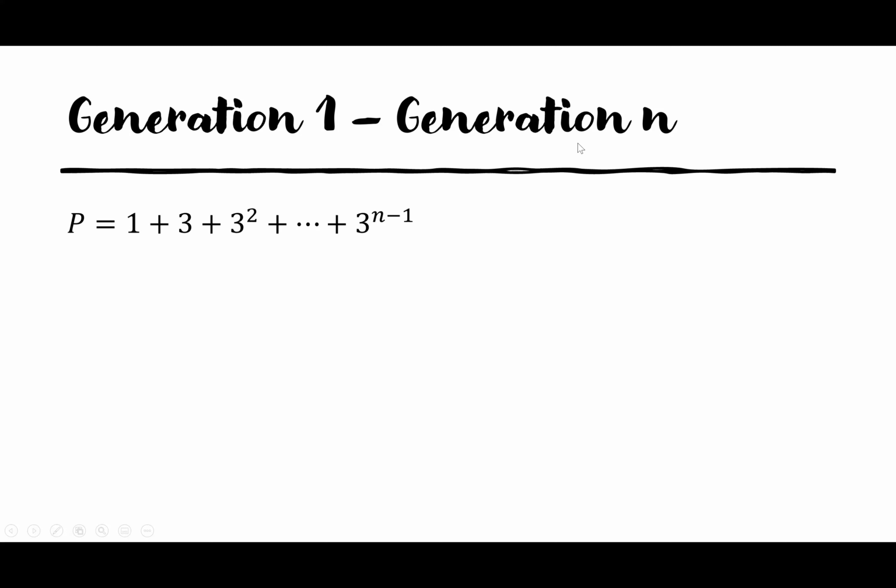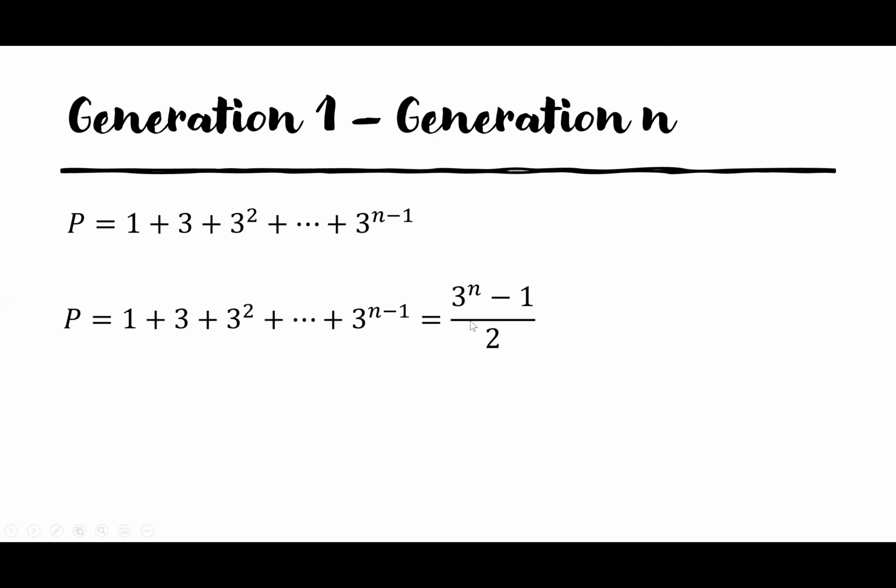And then our last generation, generation n, based on the geometric sequence formula, remember? Un equals a multiplied by r to the power of n minus 1. So the nth generation equals 3 to the power of n minus 1. And then if we substitute these numbers into the geometric sequence sum formula, which is Sn equals a(1 minus r to the power of n) divided by (1 minus r). I hope you guys all remember this formula by now.